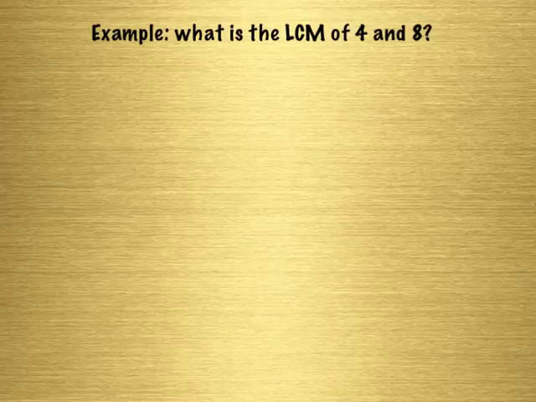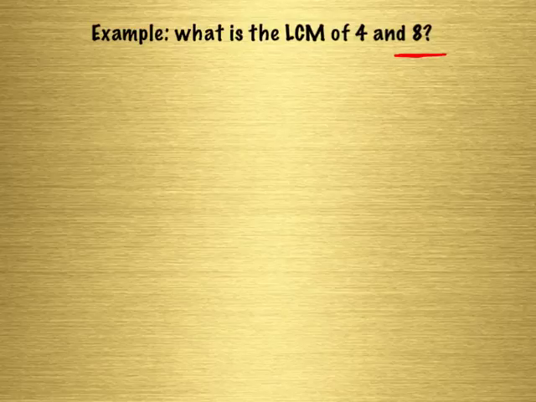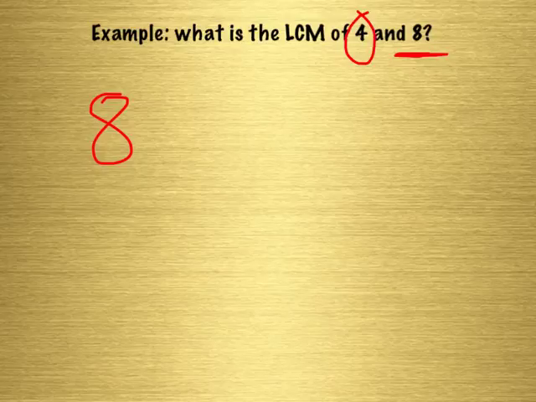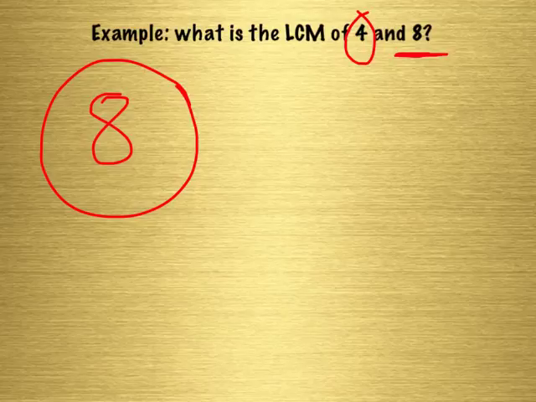So again, here's one you can try by yourself. Pause the video here and see if you can figure out the lowest common multiple of 4 and 8. This one's a bit tricky because we'll start with 8 because that's the biggest number. The first multiple of 8 is 8, and that actually is a multiple of 4. So the lowest common multiple of 4 and 8 is actually 8.